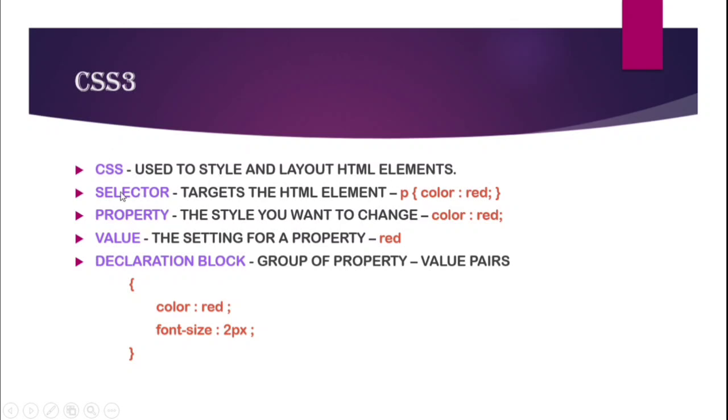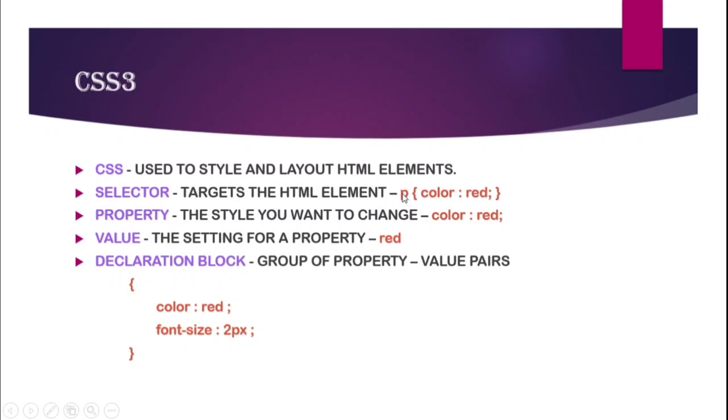So what is a selector? A selector is nothing but what targets the HTML element. So p is the paragraph element. What does the selector do? To add color to that particular paragraph, we have to mention p, and inside the curly brackets you can mention the color, or you can mention the background color that you want to change for the paragraph element. If you want to add the font size, you can mention it here. This is nothing but a selector, how you select a particular HTML element.